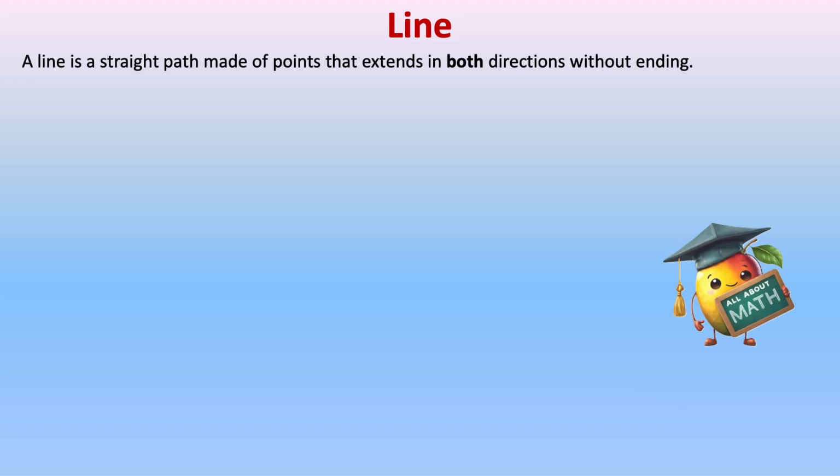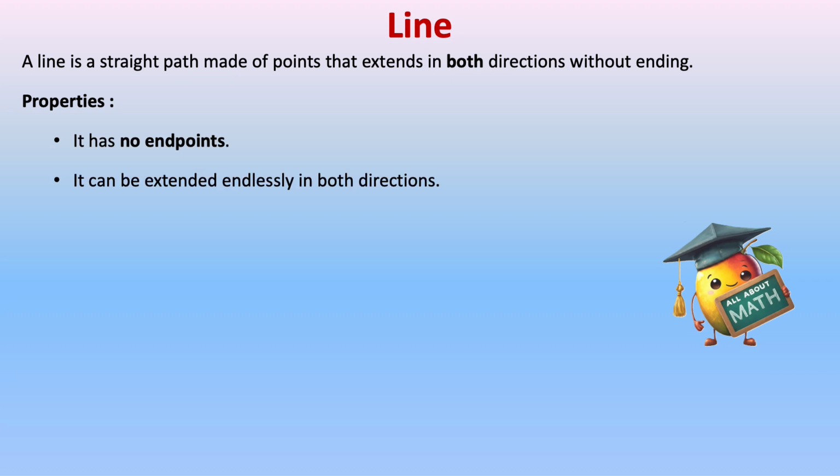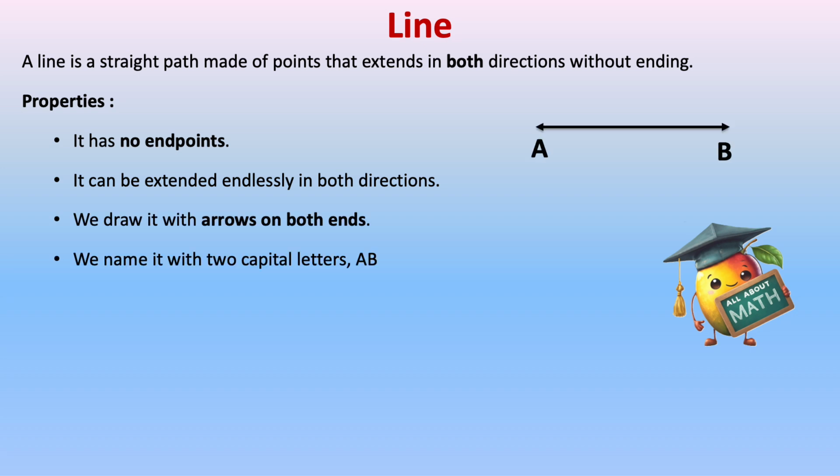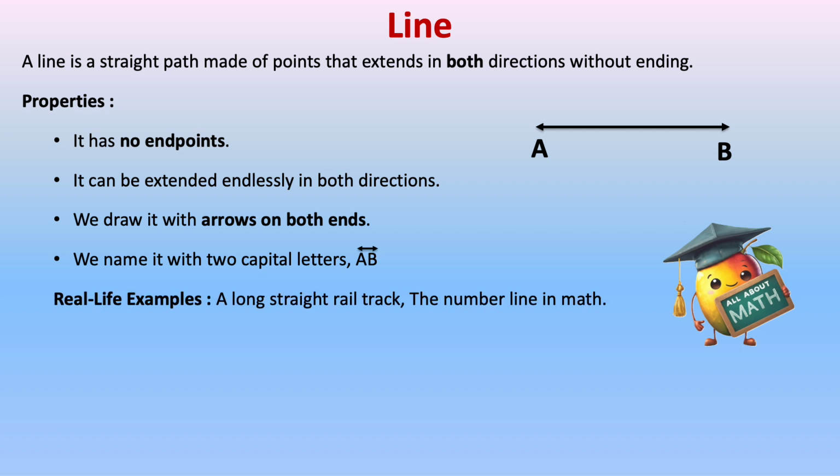What is a line? A line is a straight path made of points that extends in both directions without ending. Properties: it has no endpoints. It can be extended endlessly in both directions. We draw it with arrows on both ends, and we name it with two capital letters, AB, and we put the symbol of line over them. Real life examples are a long straight rail track, the number line in math.